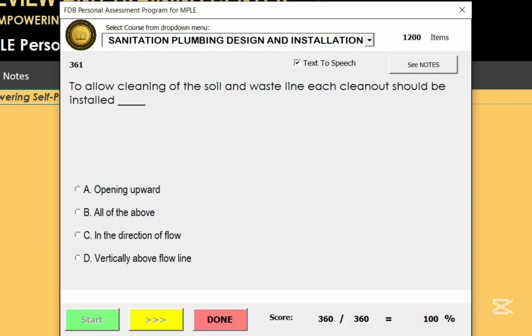To allow cleaning of the soil and waste line, each cleanout should be installed blank. A. Opening upward. B. All of the above. C. In the direction of flow. D. Vertically above flow line. Please pick your choice. Option C is your choice, and it's the correct answer. Well done.